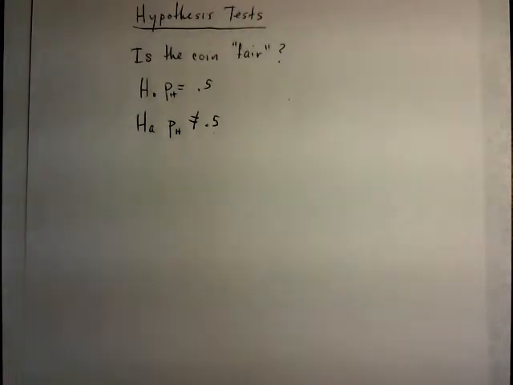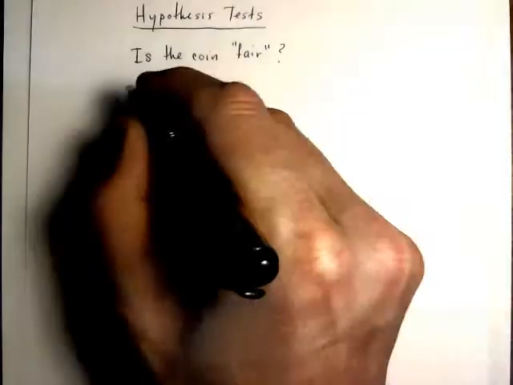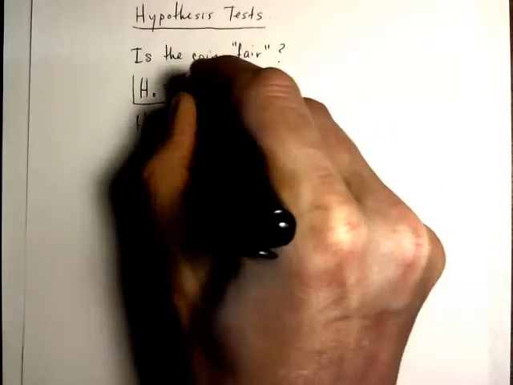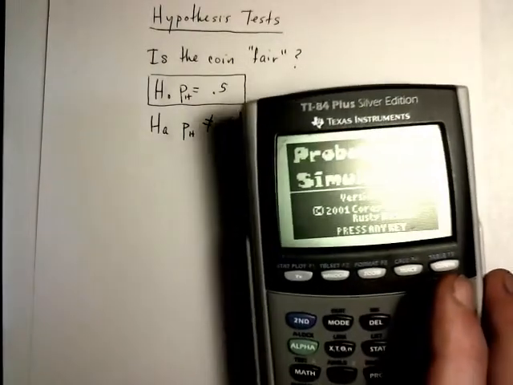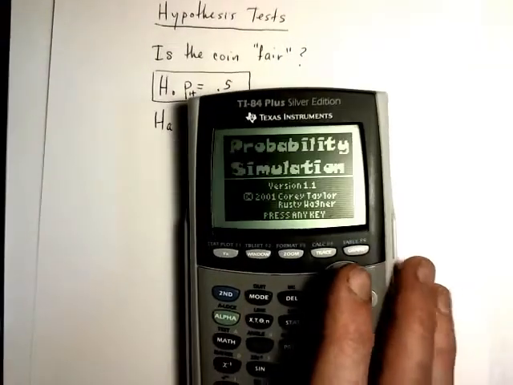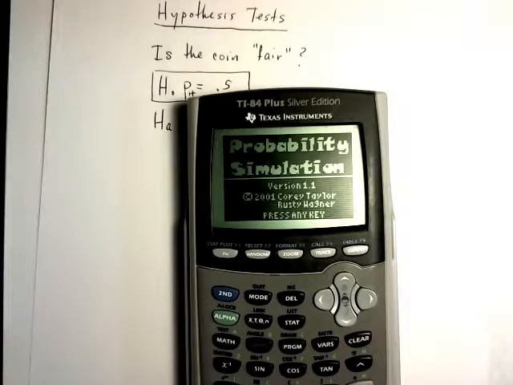So let's assume that this is true, and we're going to go gather some data. Now, I could flip a single coin a gazillion times, but that's going to take too long. So instead, I geeked out and got this probability simulation thing on my TI calculator.